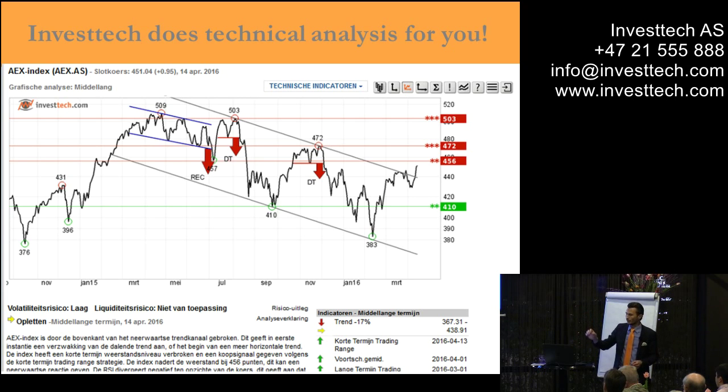So from this point of view, we have an important resistance level at 456. If it goes over this, it's a positive signal and it will be weak positive. We have a support level at 410, so a breakthrough down through 410 will be a negative signal and it will then continue in the negative trend.